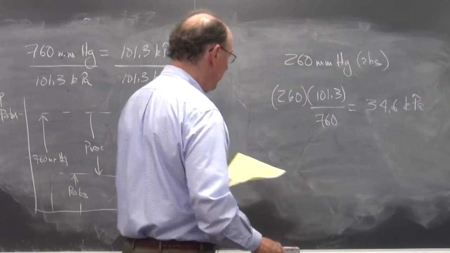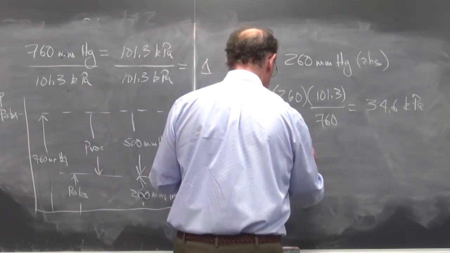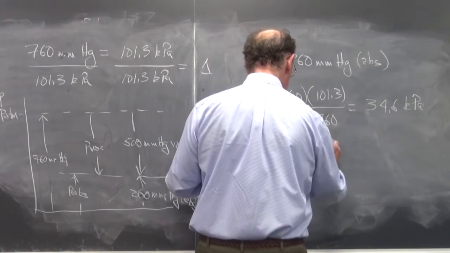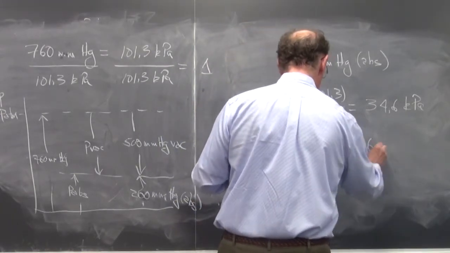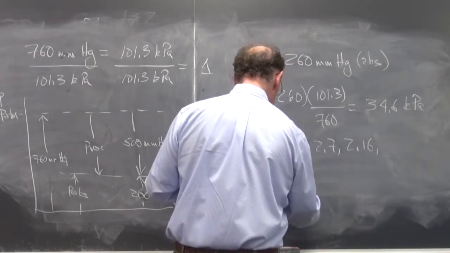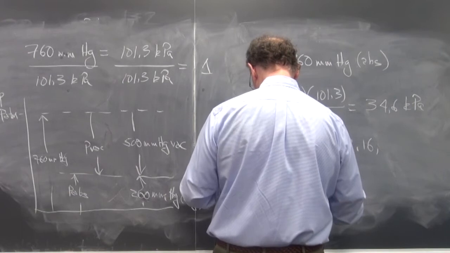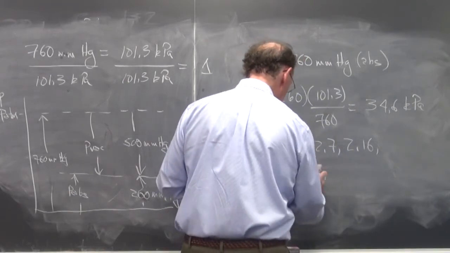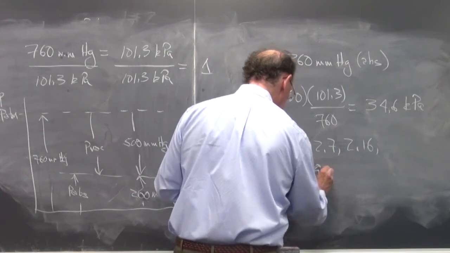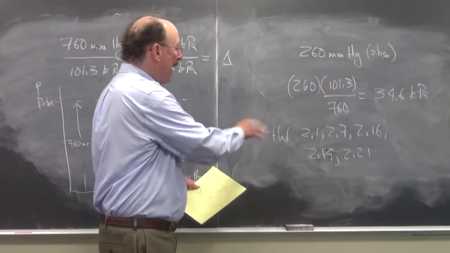Now for homework, do 2.1, 2.7, 2.16, 2.17, 2.19 rather. Can't read my own handwriting. 2.19 and 2.21. So this will give you practice with this.